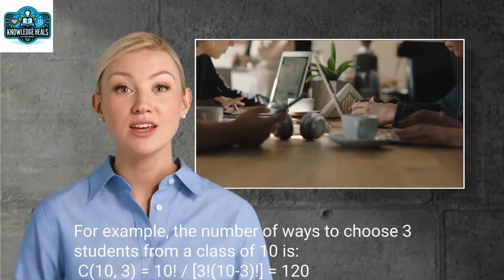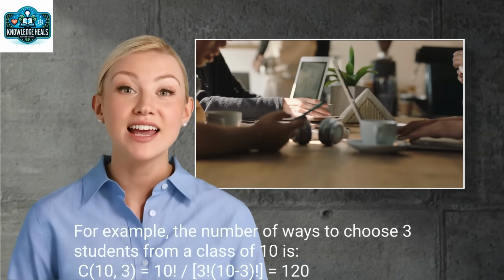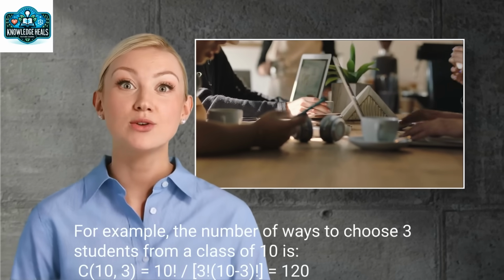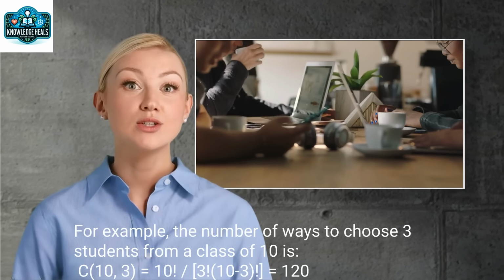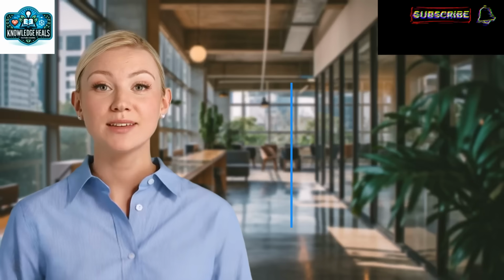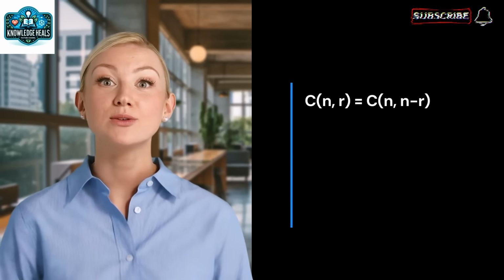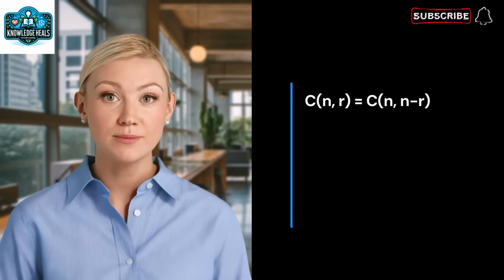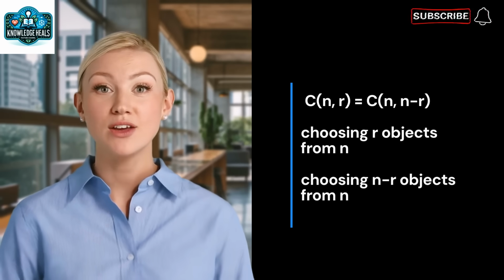For example, the number of ways to choose 3 students from a class of 10 is C(10, 3) equals 10 factorial divided by 3 factorial × (10 minus 3) factorial, which is equal to 120. An important property of combinations is C(n, r) equals C(n, n minus r). This means choosing r objects from n is the same as choosing n minus r objects from n.